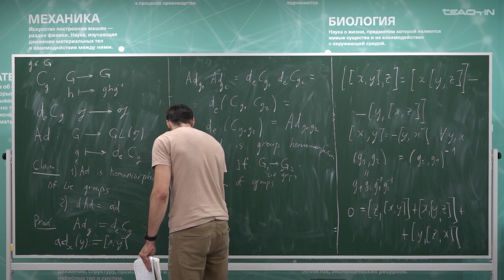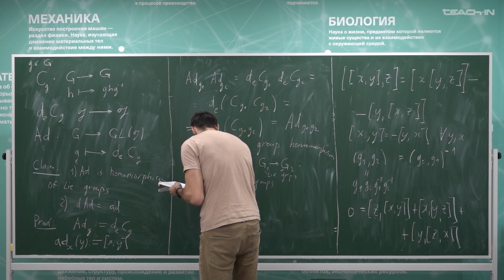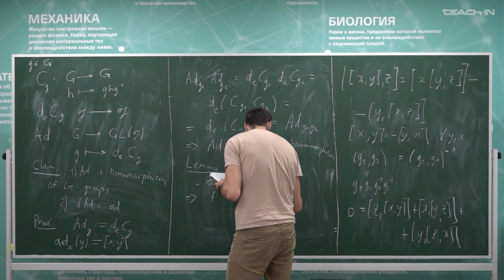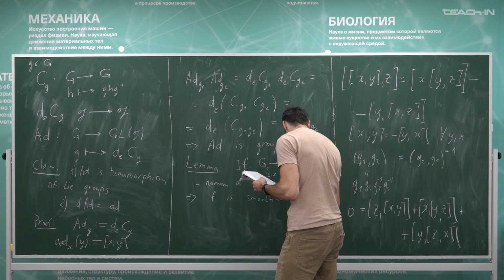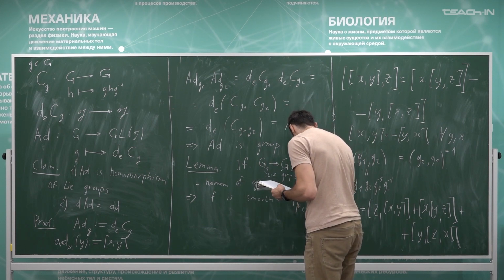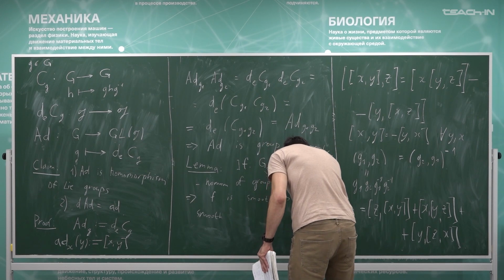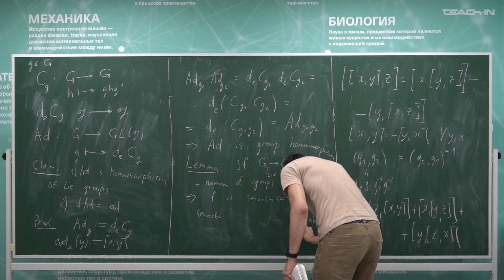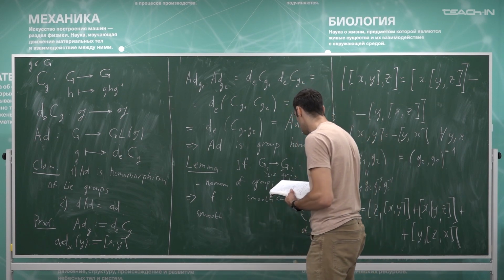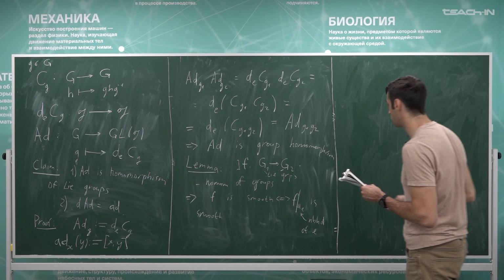Then F is smooth if and only if its restriction to some neighborhood of identity is smooth. So this is a neighborhood of identity. The proof is pretty elementary. So what can we do? So, proof of lemma.